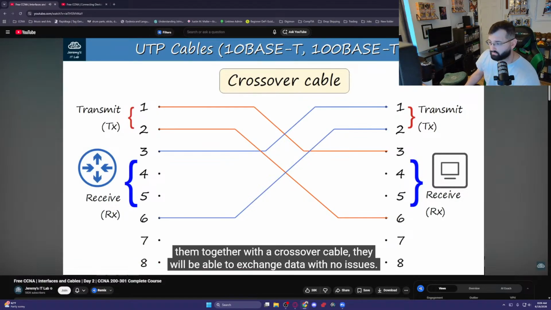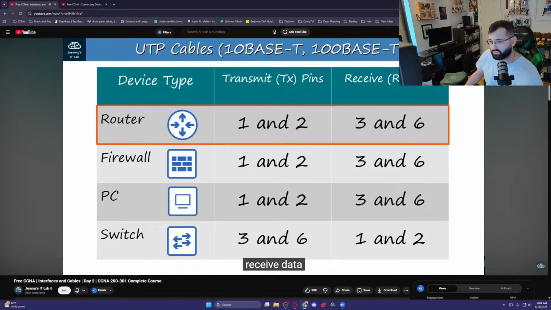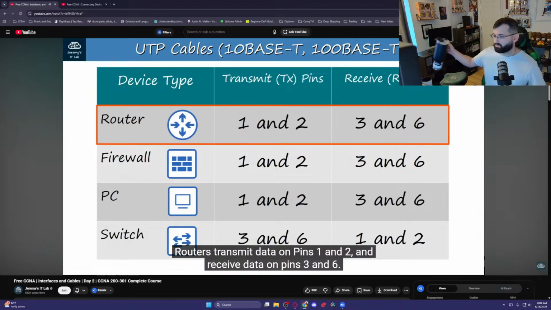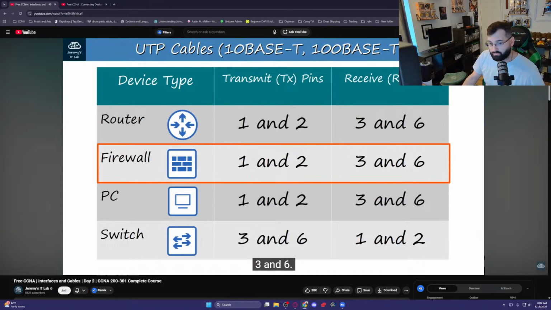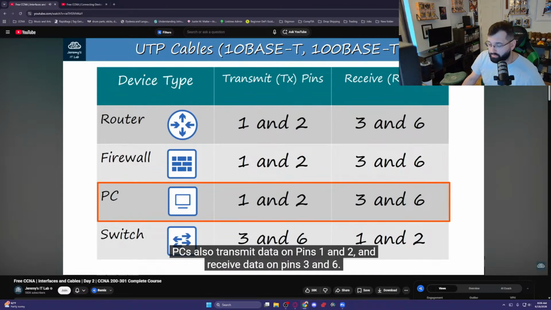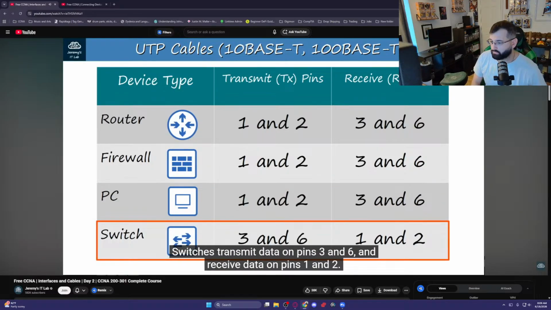However, if you connect them together with a crossover cable, they will be able to exchange data with no issues. Here's a chart of the different device types and the pins they use to transmit and receive data. Routers transmit data on pins 1 and 2 and receive data on pins 3 and 6. Firewalls are the same as routers. They transmit data on pins 1 and 2 and receive data on pins 3 and 6. PCs also transmit data on pins 1 and 2 and receive data on pins 3 and 6. Switches are the only different one of the group. Switches transmit data on pins 3 and 6 and receive data on pins 1 and 2.